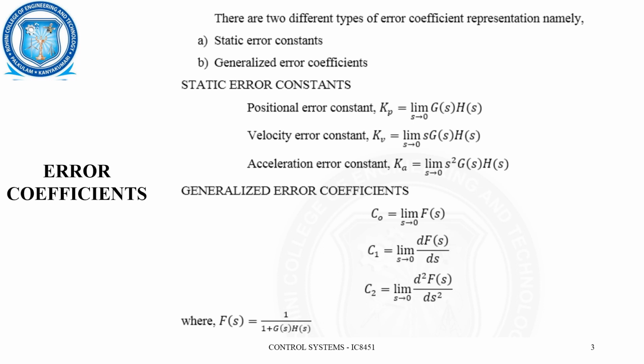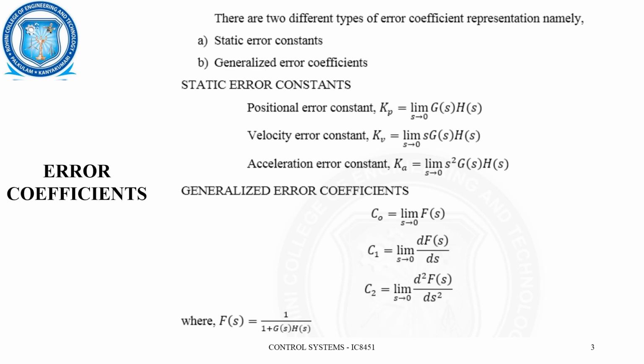Generalized error coefficients directly mean the differential terms of the function. Here we have generalized error coefficients C0, C1 and C2, where C0 is equal to limit s tends to 0 F of s. It is a function of the system we are going to represent. And C1 is the limit s tends to 0 dF of s by ds, and C2 is equal to limit s tends to 0 d square F of s by ds square. And C3, C4 etc. go on with increasing powers of the derivative term.